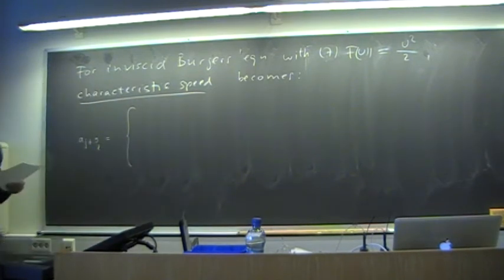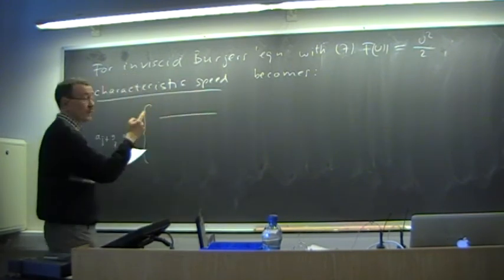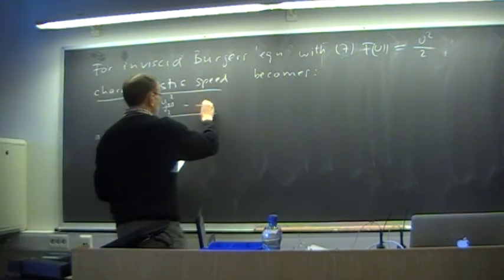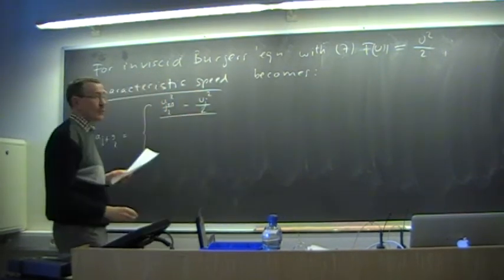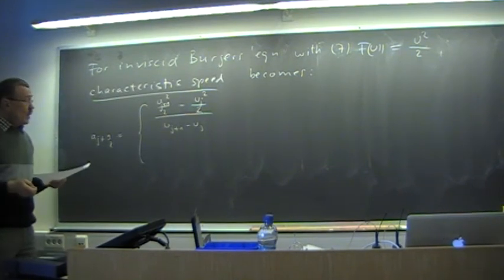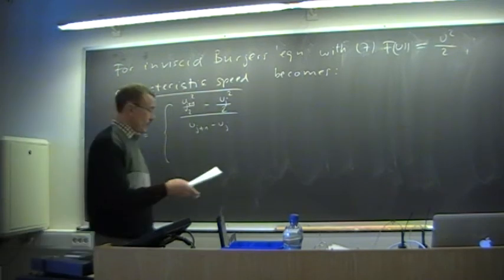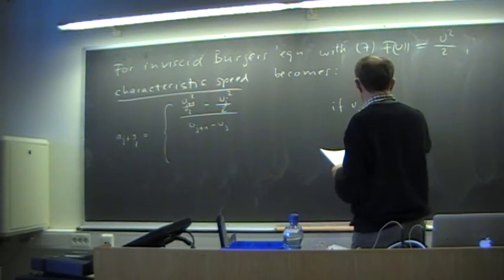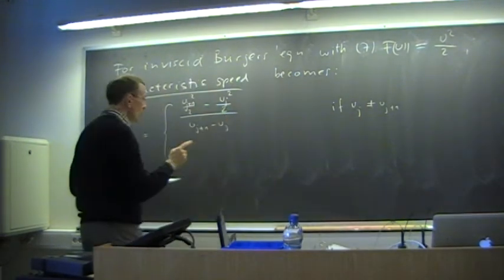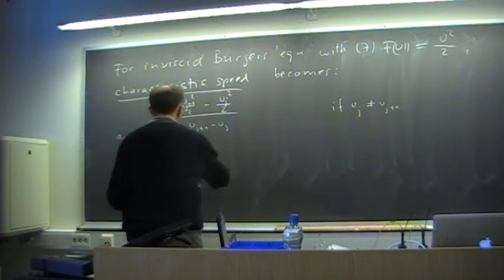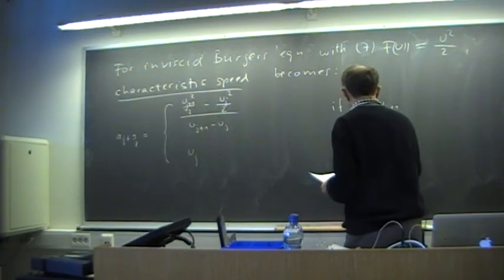What was the recipe? Taking the difference in the flux jump, the flux is now u squared over 2. So it means we have here uj plus 1 squared over 2, that is our f of uj plus 1, minus the flux evaluated with uj, f of uj is uj squared over 2, divided by uj plus 1 minus uj. So that is if uj is not equal to uj plus 1. If they are equal, we take the characteristic speed, which for the inviscid Burgers equation is u at j. So that means we get uj if uj is equal to uj plus 1.